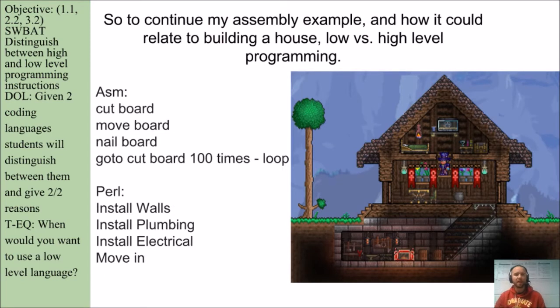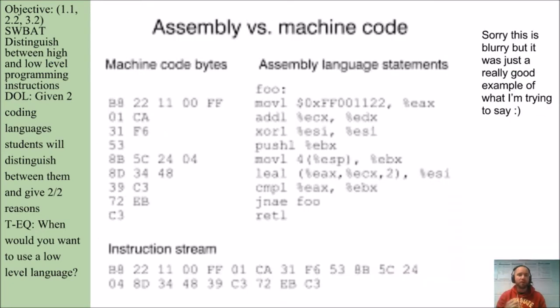So to continue my assembly example and how it could relate to building a house, low versus high level programming, think of assembly as you'll have to tell the computer to first cut the board, move the board, nail the board, and then go to cut board 100 times, loop. So you'd have to cut 100 boards, and those boards would be used to build the house. Now, Perl is an example of a higher level language, and look how beautiful this is. You can just say install walls, install plumbing, install electrical, move in.